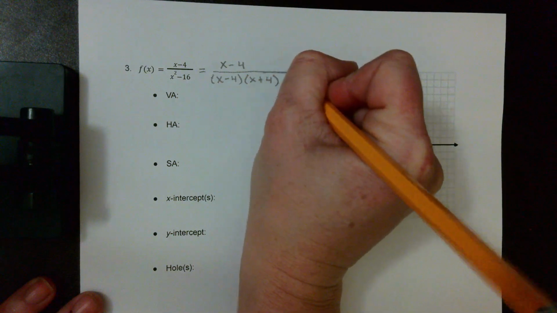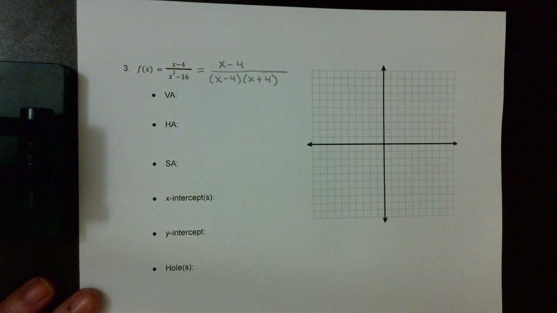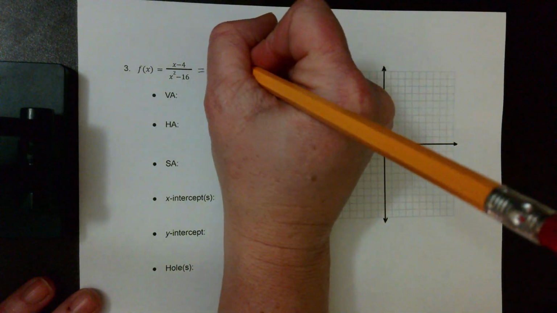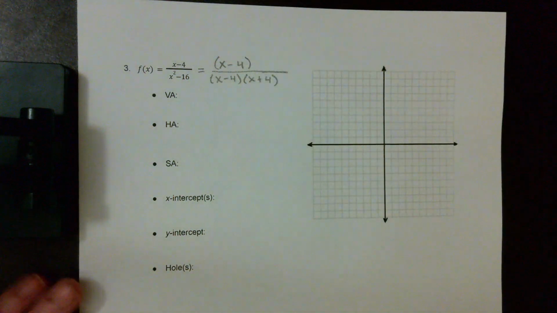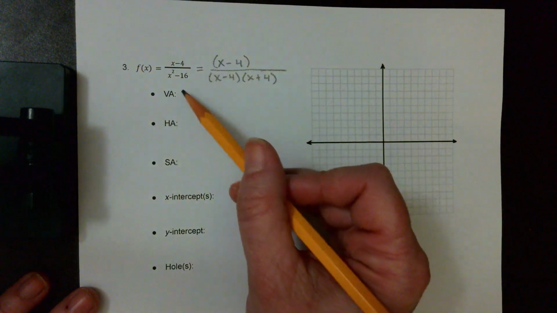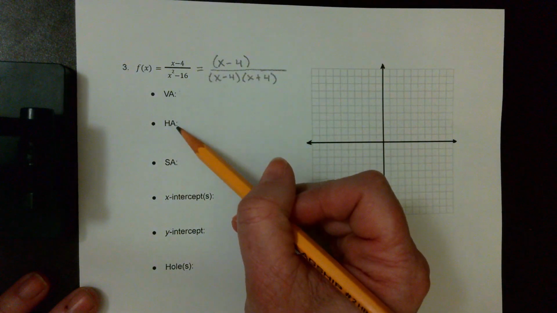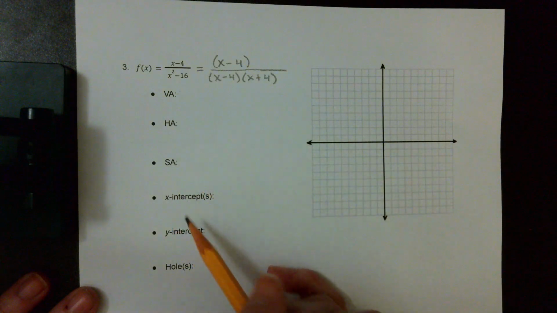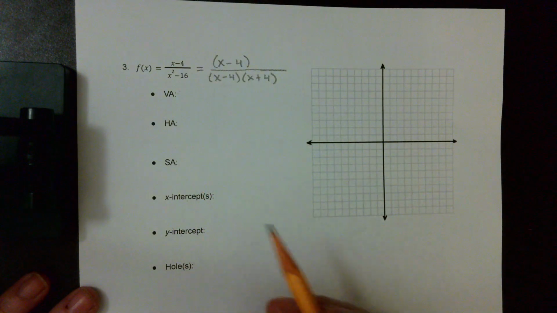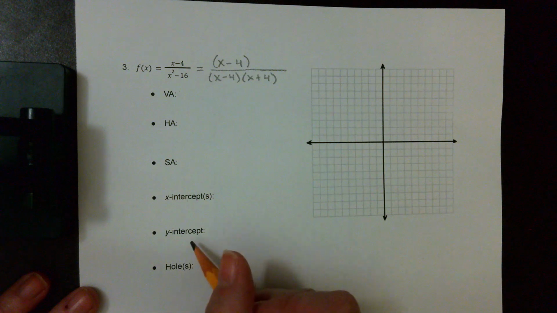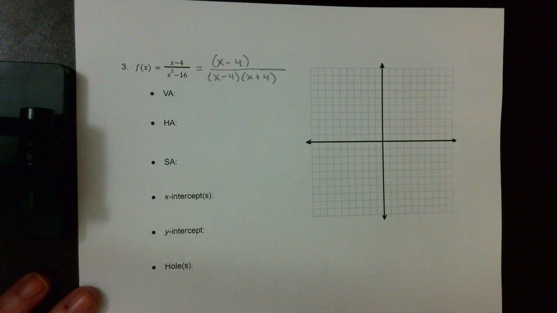A good habit I like to get into, just to remind myself that it's a factor and I can't cancel out unless there's multiplication, is putting parentheses around the factor in the numerator. Even though this gives the order vertical asymptote, horizontal asymptote, slant asymptote, x-intercepts, y-intercepts, holes, we can still do this in any order. What I always do first is I look to see if we have a hole.